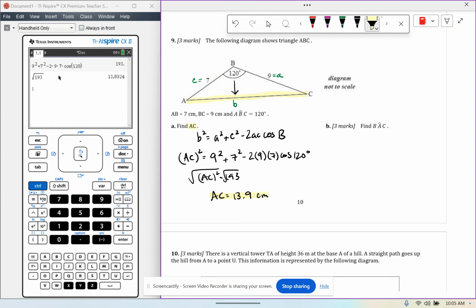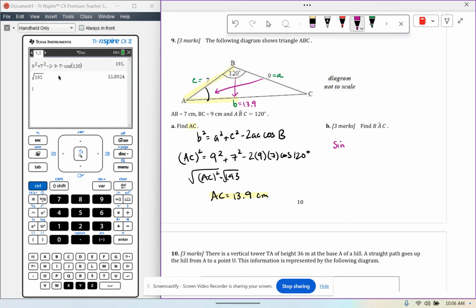All right, so now part B says find angle BAC. So angle BAC is going to look like this. BAC, so I'm looking for this angle right here. I know 9 is across from this guy, and I also know this angle, and now I know the side that's across from that one as well, so I'm going to use law of sines.